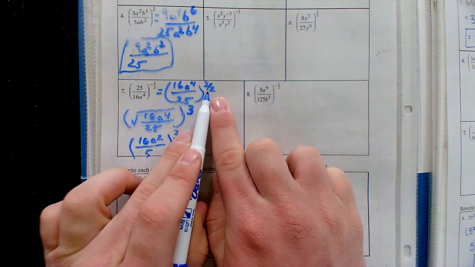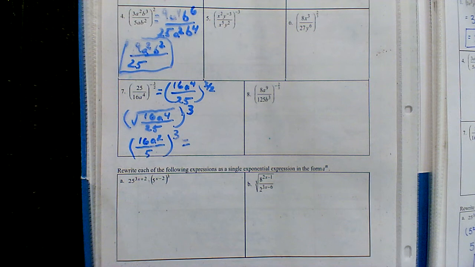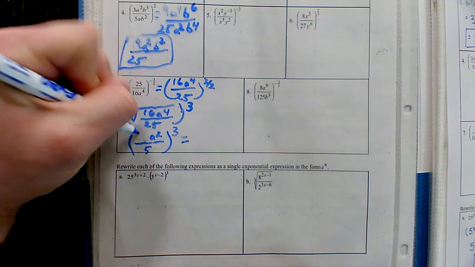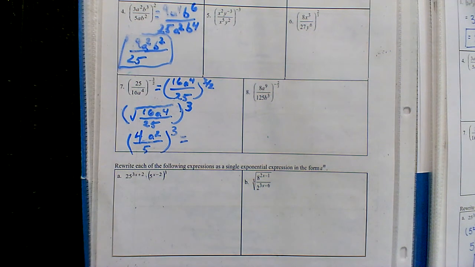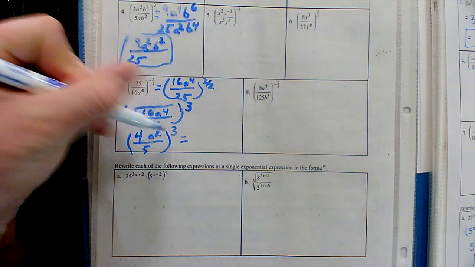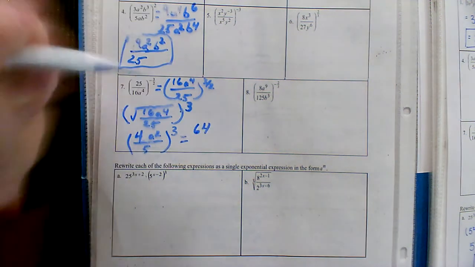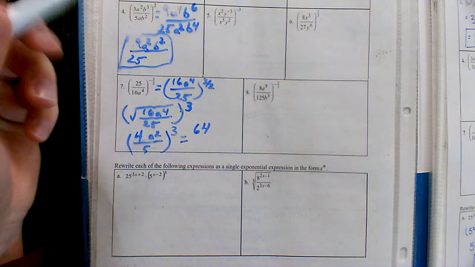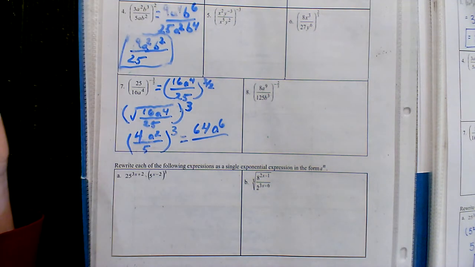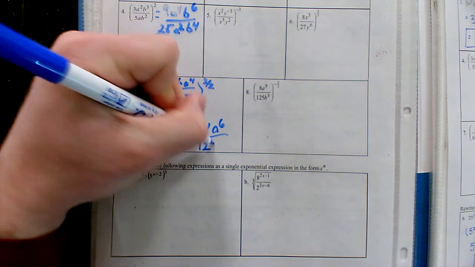Did you have 4 then? Sorry, what was that? Like the 16? Oh, sorry, yes. That's what I meant to write, but I didn't. Good catch. Yes, 4a squared, sorry. Thanks for catching that. 4a squared over 5. This is all cubed now. So now 4 to the 3rd power, 64. A squared to the 3rd power, multiply them, a to the 6th. And 5 cubed, 125.